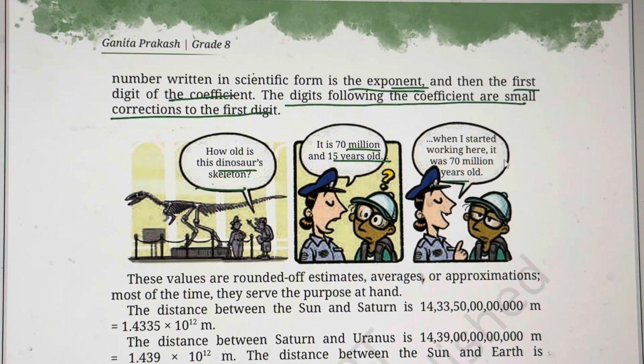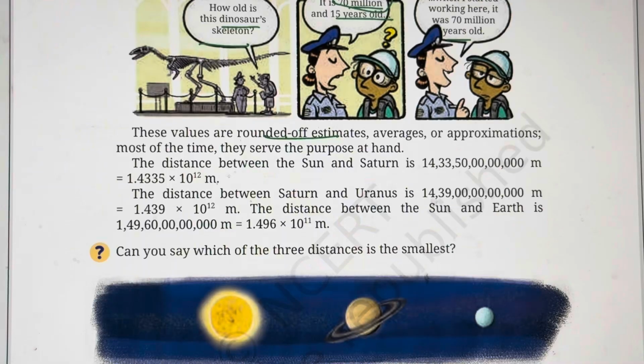So it is 70 million 15 years old. Now, for the age of a dinosaur skeleton, this 15 years doesn't make any difference. Even 100 years will not make much difference. What is more important is this 70 million years old, right? So in a large number context, the digits after the decimal point or after the first digit don't make much difference. What is more important here is 70 million than that 15 years, right?